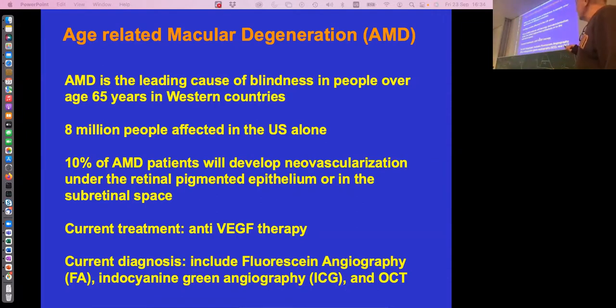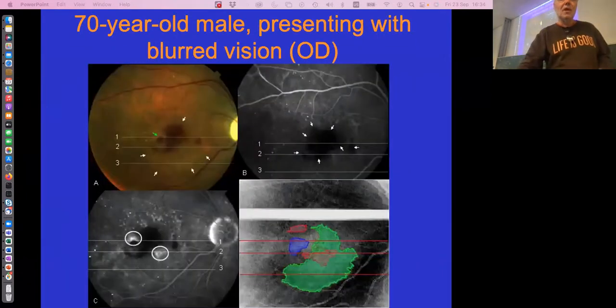It's a blinding disease, as you will see in the next images. This is a standard photograph taken 20 years ago of a person with AMD. You can see these white arrows indicating an area that is slightly yellow. It's not the best quality, but there's a blood clot at this location.